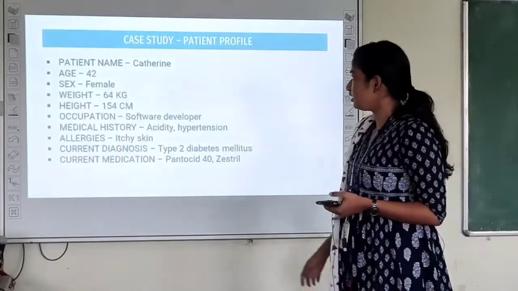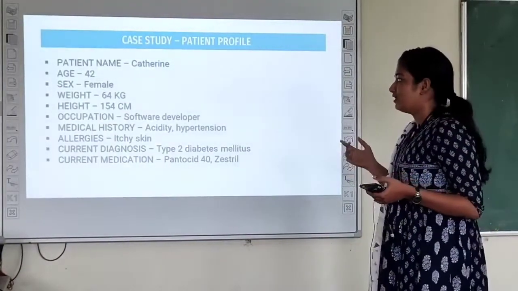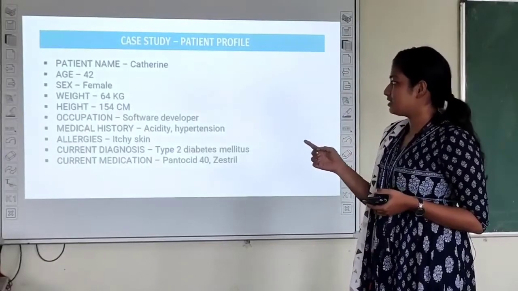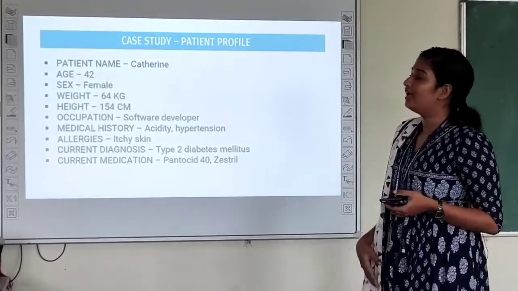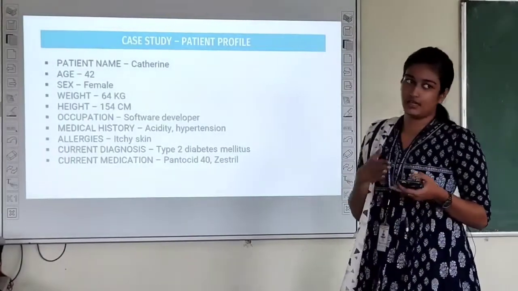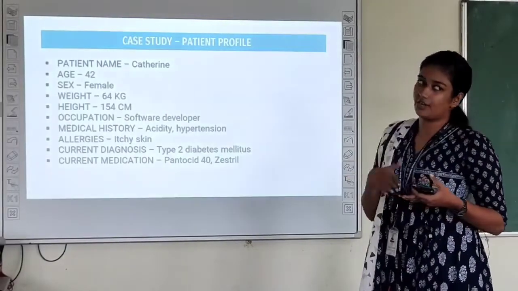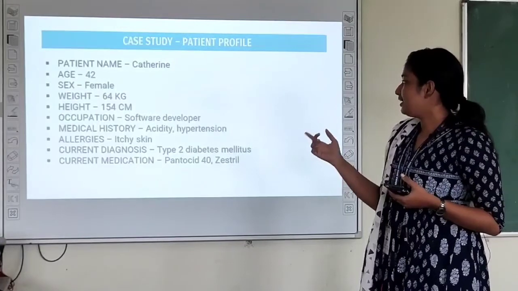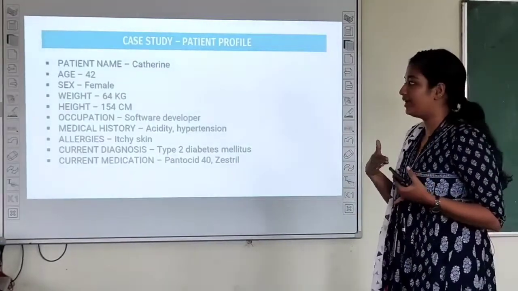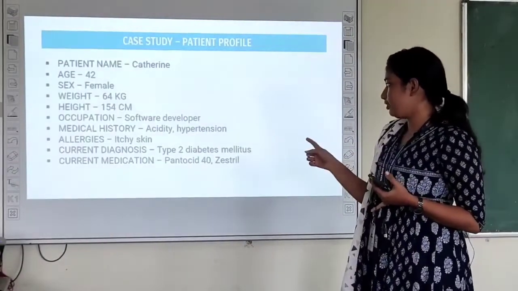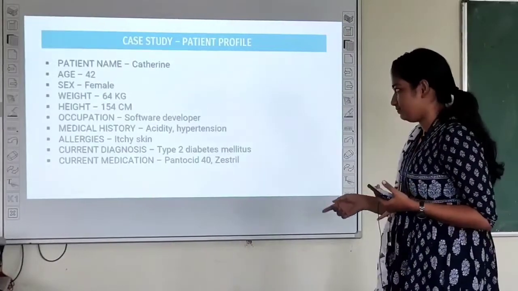Next slide. So this is a real case study of my friend's mom, and the patient's name is Catherine. Age is 42, sex female, weight is 64 kgs and height is 154 centimeters. Her BMI is around 23, which is on the border of overweight. And occupation, she is a software developer, so her job is mainly sitting and working. Medical history, she has acidity, hypertension and allergies. She has had itchy skin from a very young age. Current diagnosis, type 2 diabetes mellitus, and current medication, Pantocid 40 for acidity and Zestrin.